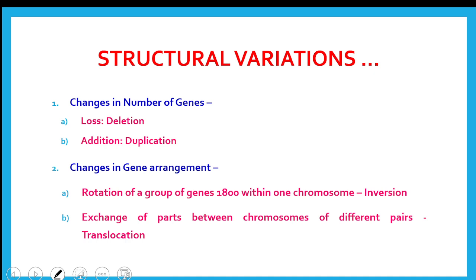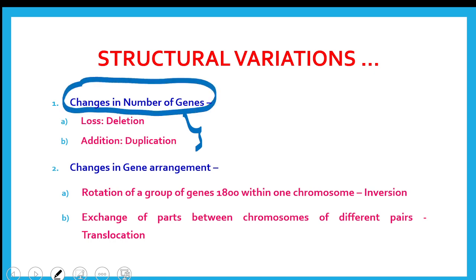And these variations, deletion, duplication, inversion and translocation, can be classified into two types, where deletion and duplication result in changes in the number of genes. Here, deletion results in a change in the number of genes by loss of genes, and duplication results in a change in the number of genes by addition of genes.